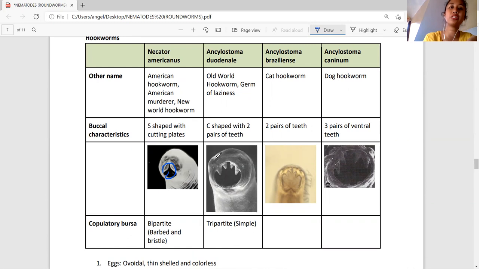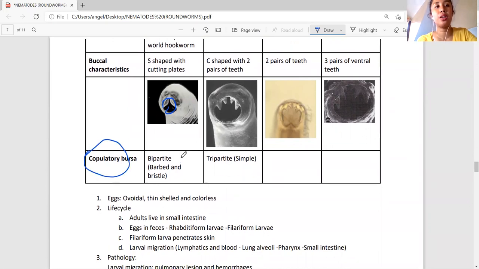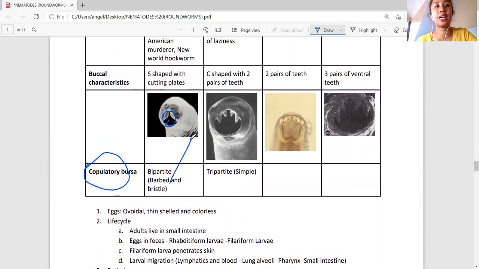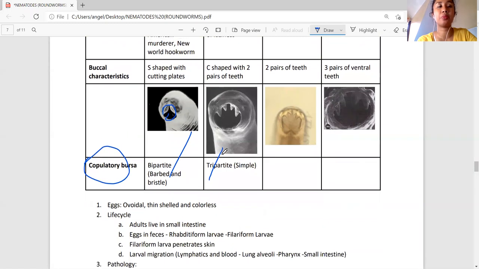C-shape or two pairs of teeth. We have Brazilianse cat hookworm and dog hookworm, three pairs of ventral teeth. Yan. Ang cute ng mga oral cavity nila. So that's a way of identifying, classifying the species of your hookworm. Class, meron tayong copulatory bursa rin kung anong itsura. So sa Necator, we have bipartite, sa duodenale is tripartite.